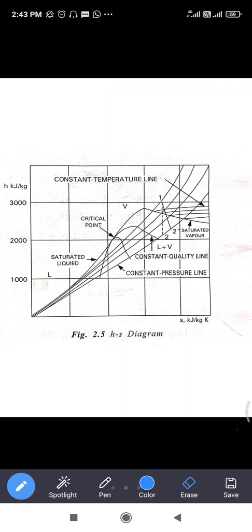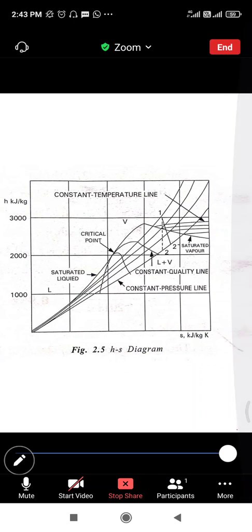Last we'll learn about the PV diagram. In this PV diagram, it is used to find the constant temperature lines. Actually, I don't have the figure. Okay, no problem. This is the PV diagram, the pressure volume diagram.